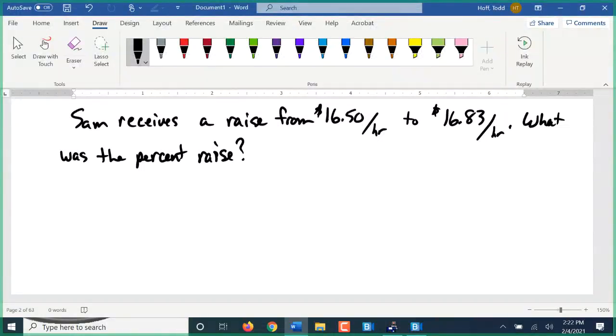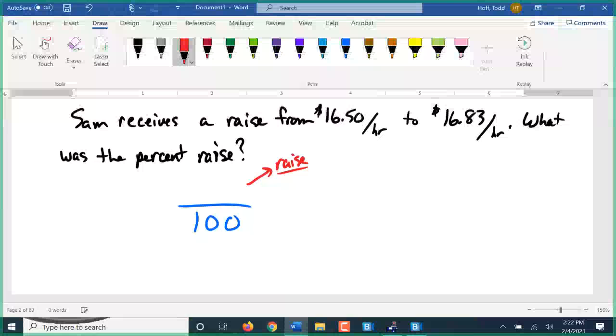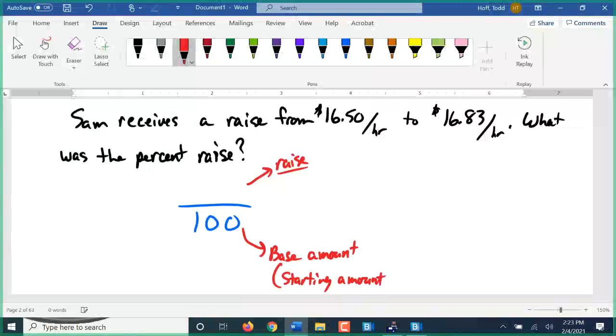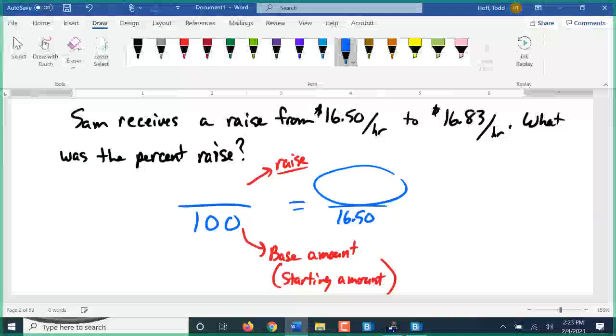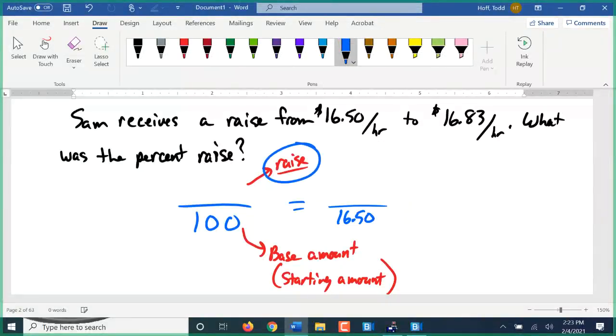So this is kind of a tricky one because the number that represents our percent is missing. That's what we're trying to find. So it's blank out of 100. But we know that whatever that is, that represents the raise. And whenever we have a change problem like this, where we're changing from one number to another, the base amount is always the starting amount. It's what we started with. So in this case, the starting amount is the 1650. Now the 1683 does not go above it here because the 1683 does not represent the raise. It represents the new wage. So to find that amount, we're going to have to do a little work.